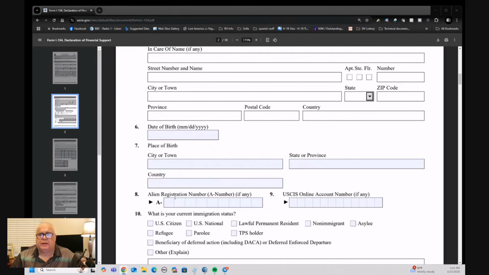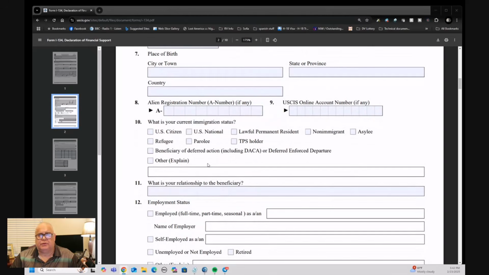And if you're an immigrant yourself, you may have an A number or a USCIS online account number. Fill those numbers in here, okay? If you're a citizen, you won't have those, okay? What's your current immigration status? US citizen, US national, lawful permanent resident, and so on. You should not be filling this form out as a non-immigrant, in my opinion, because that just brings up questions of when you're going to be legally entitled to stay in the United States, and your support for the person you're sponsoring is limited in that way because you're not a lawful permanent resident.